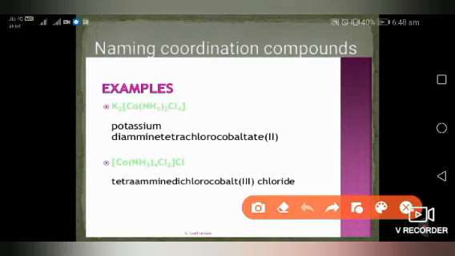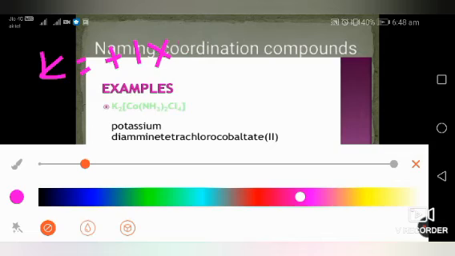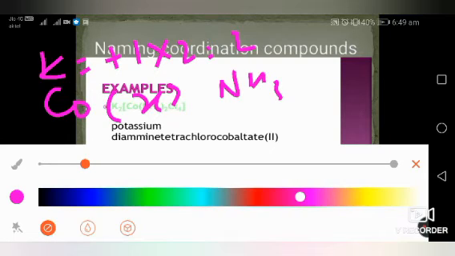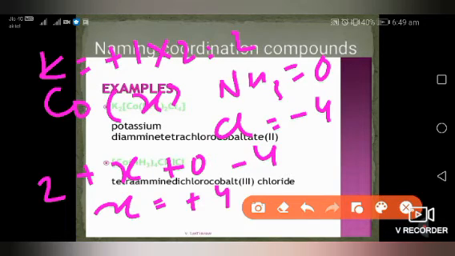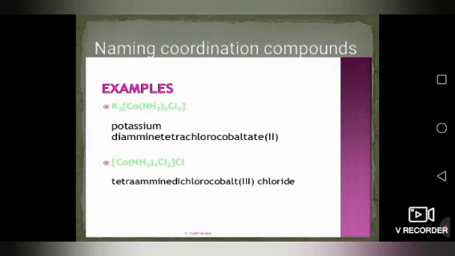So see, K oxidation number is +1. Multiplied by 2, it is 2. Then for cobalt we are finding the oxidation number x. Then NH3 is 0, so it will remain 0. Chlorine is -1, so it will become -4. So the total oxidation number becomes 2 + x + 0 - 4 = 0. So x is equal to 4 - 2, x will be 2. Okay, that's why there is 2. So in this way you will find the oxidation number of any compound.